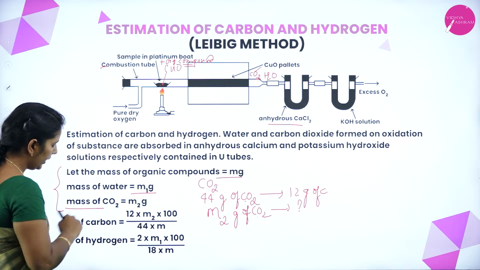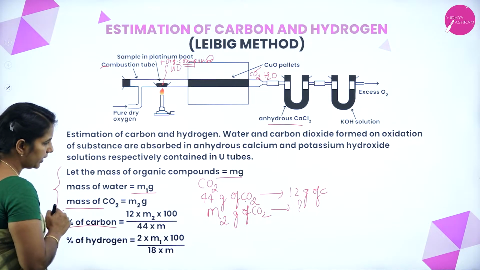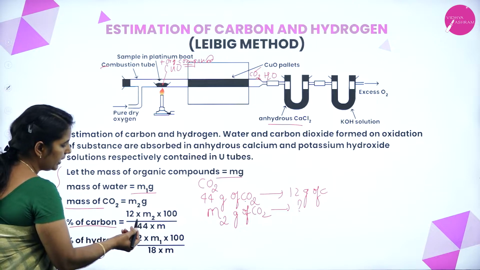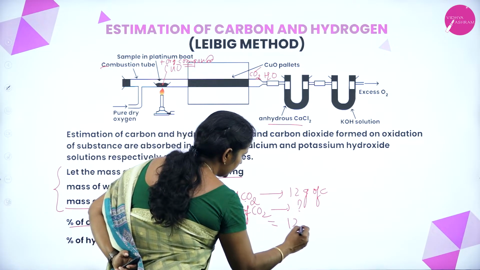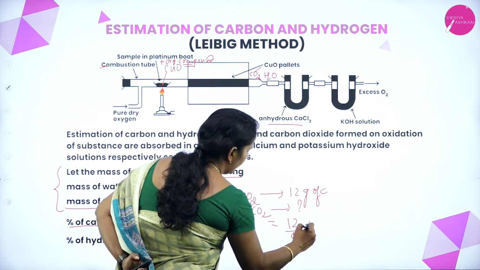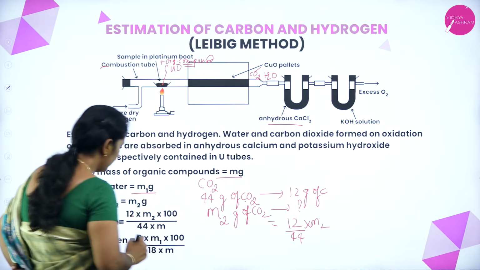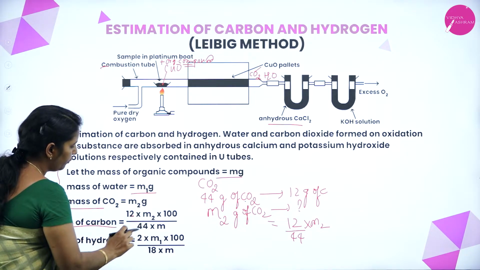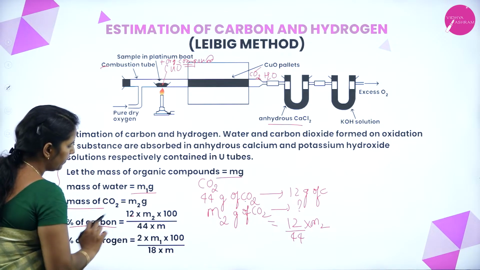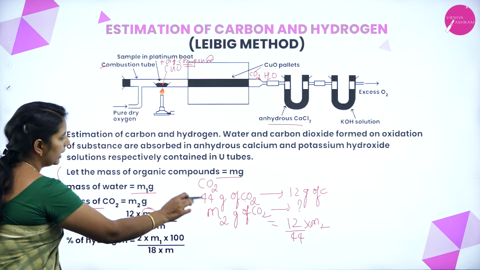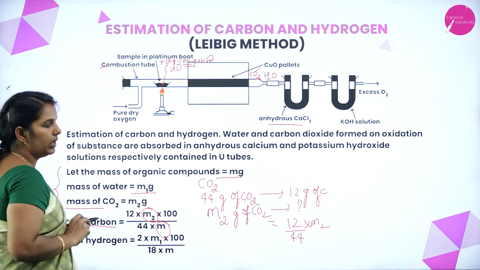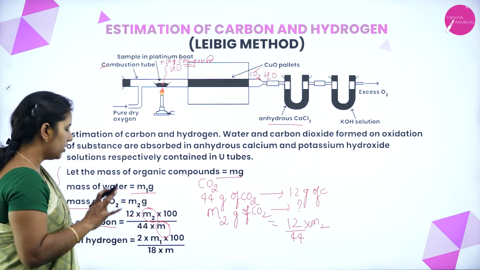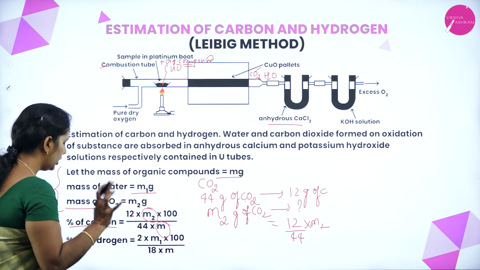Look at the equation now. The percentage of carbon can be calculated as 12 divided by 44, because you get this by cross multiplication, 12 divided by 44 into m2. Okay. So 12 divided by 44 into m2 into 100 divided by m. Here m2 is the mass of the carbon dioxide, where m is the mass of the given organic compound.